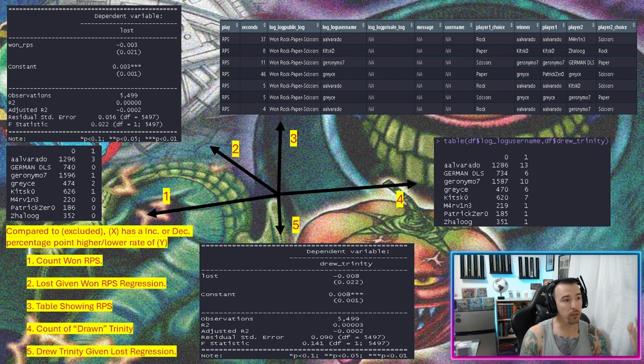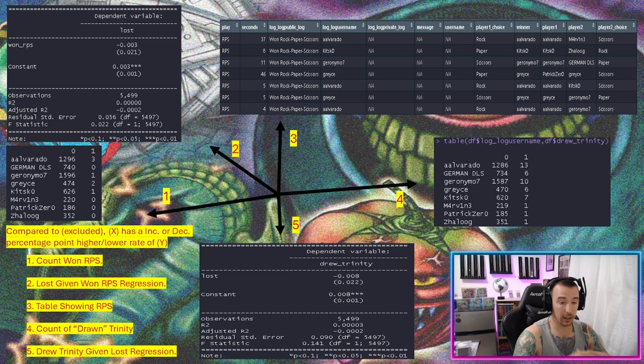And above that, I ran a regression saying, okay, compared to individuals who lost rock, paper, scissors, the individuals who won rock, paper, scissors had a 0.3 percentage point lower chance of losing. And I kind of put a reference right here if you want to look at that to understand. So in layman's terms, it's saying that if you won RPS, your chances of losing went down. But you'll keep hearing me repeat it, because we don't have a p-value of less than 0.05, we can't say this is statistically significant, right? It doesn't mean anything yet.